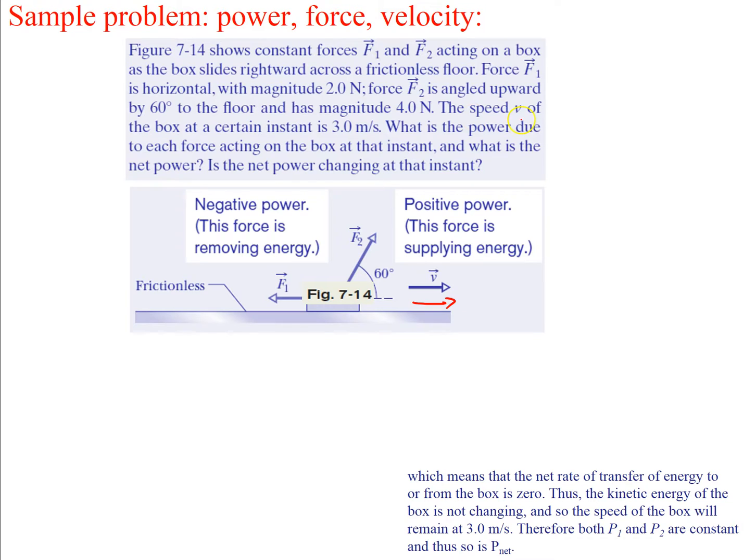The speed v of the box at a certain instant in time is 3 meters a second. What is the power due to each force acting on the box at that instant, and what is the net power? Is the net power changing at that instant? Let's look at these questions individually. First, we want to see what each of the powers is due to each force. To do that, we're going to use the equation that we just found for power.